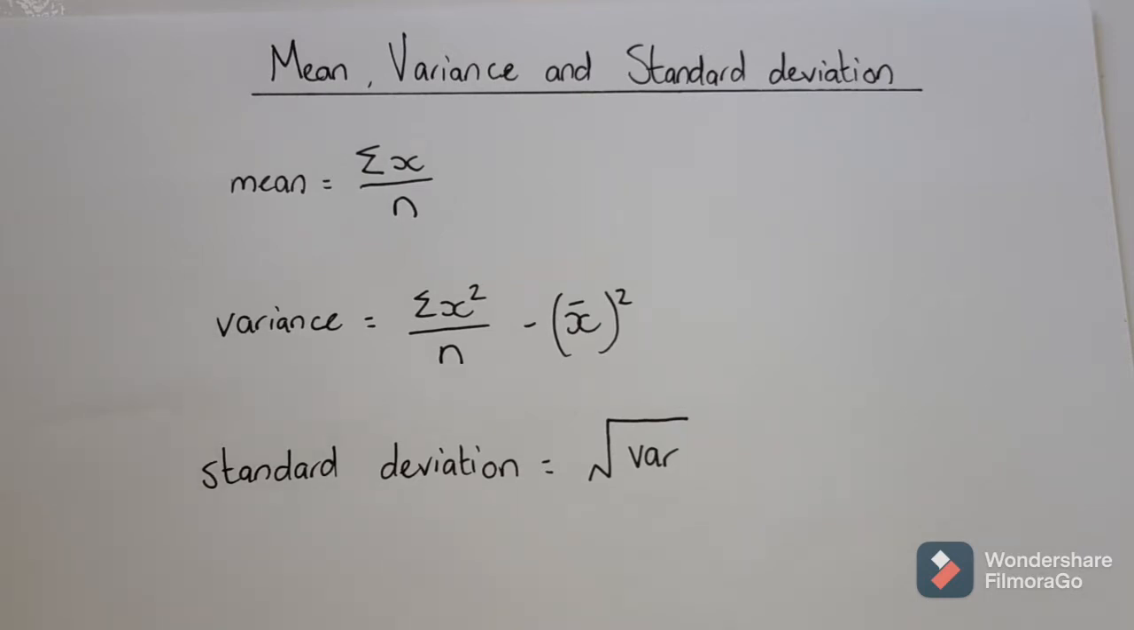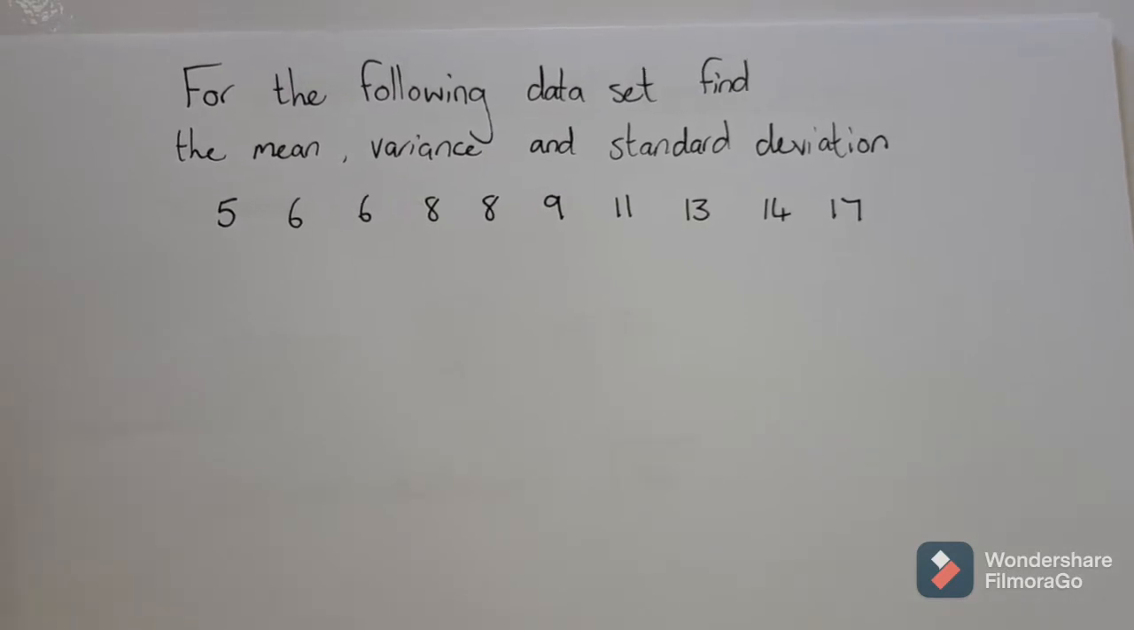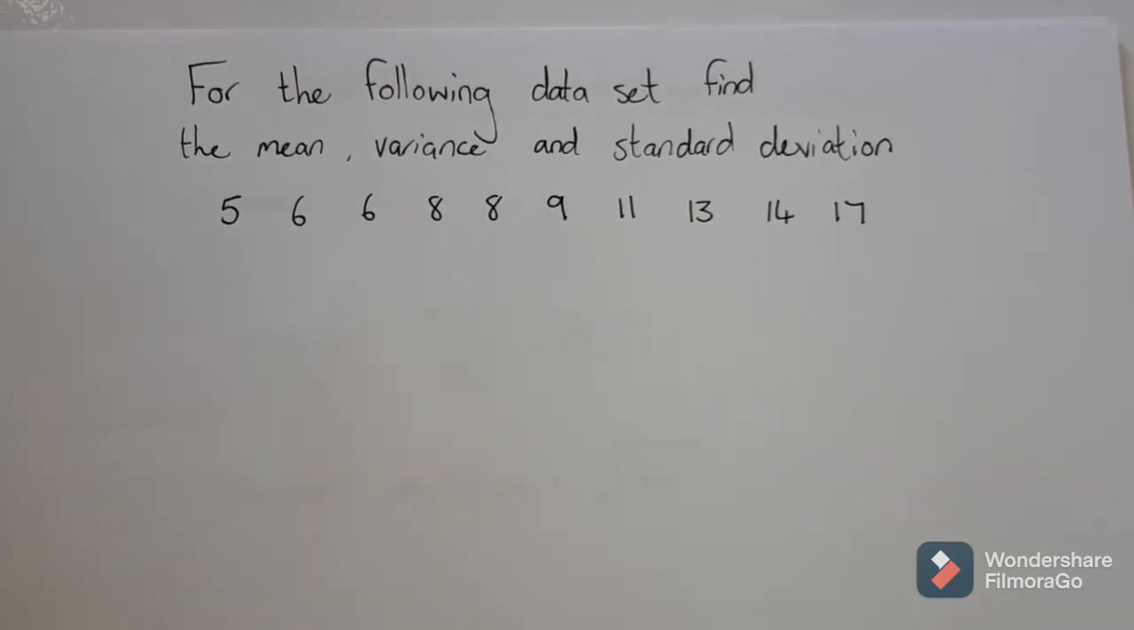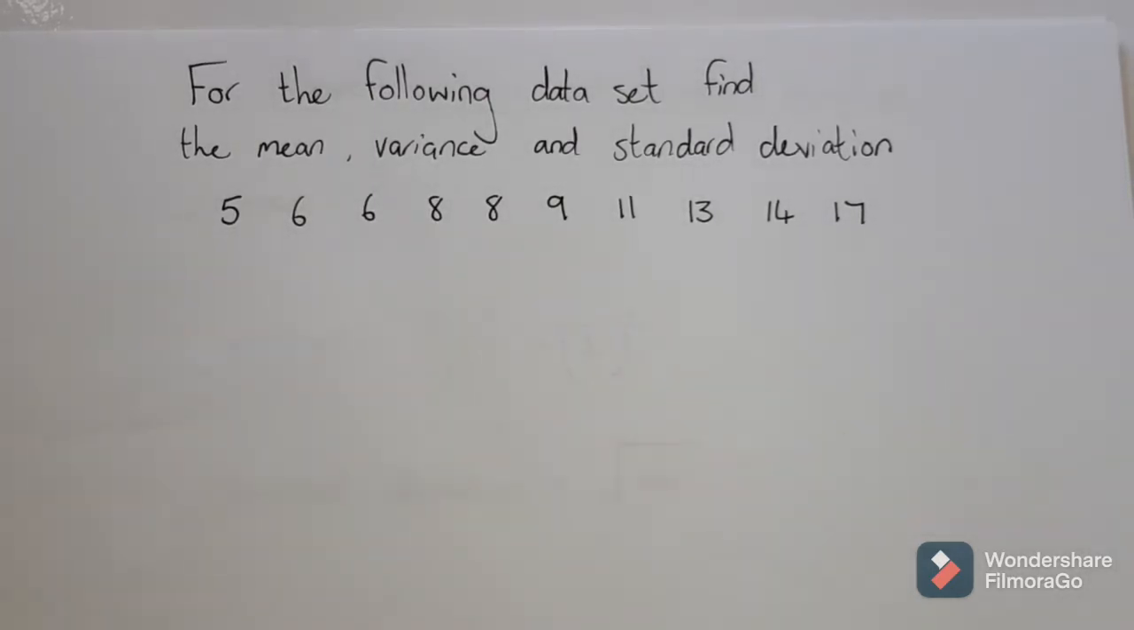So if we look at an example, for the following data set, I need to find the mean, the variance, and the standard deviation. So I have a specific set of numbers that I need to find the mean, the variance, and the standard deviation for. So starting with the mean.